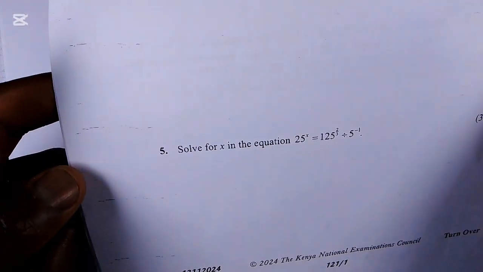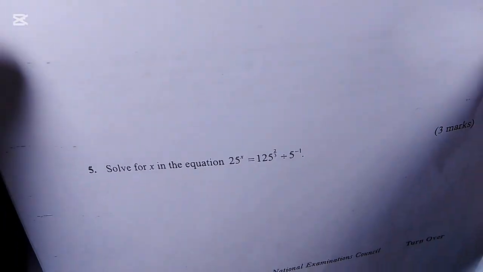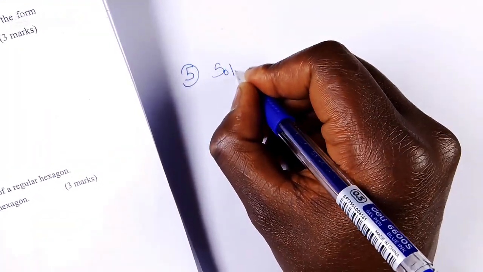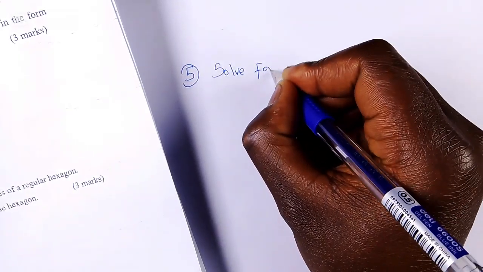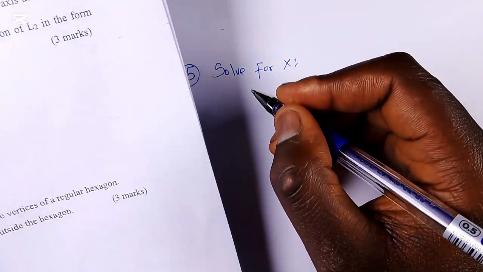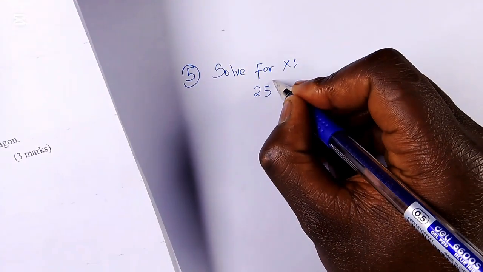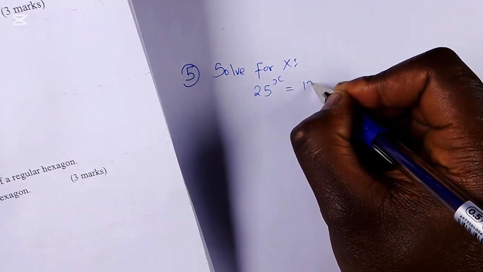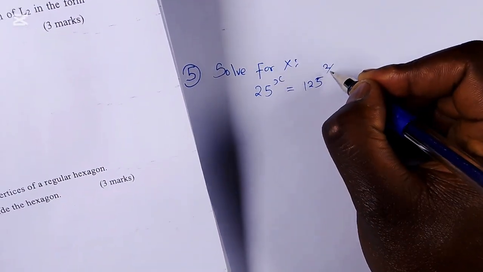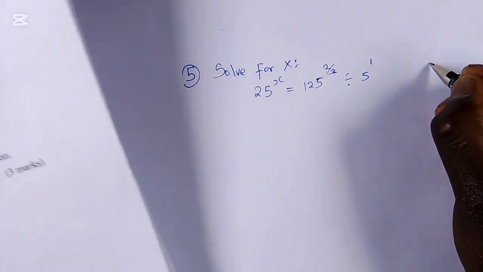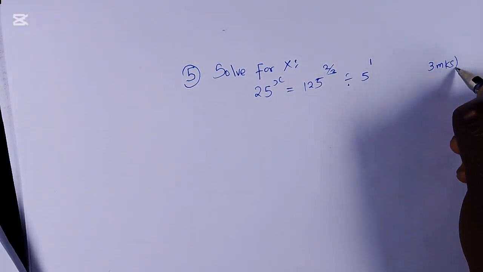So question number 5 reads, solve for x in the equation. We write our equation down. We are supposed to solve for x. The equation is 25 to power x is equal to 125 to power 2 over 3 divided by 5 to power 1, and by doing that we should get 3 marks.